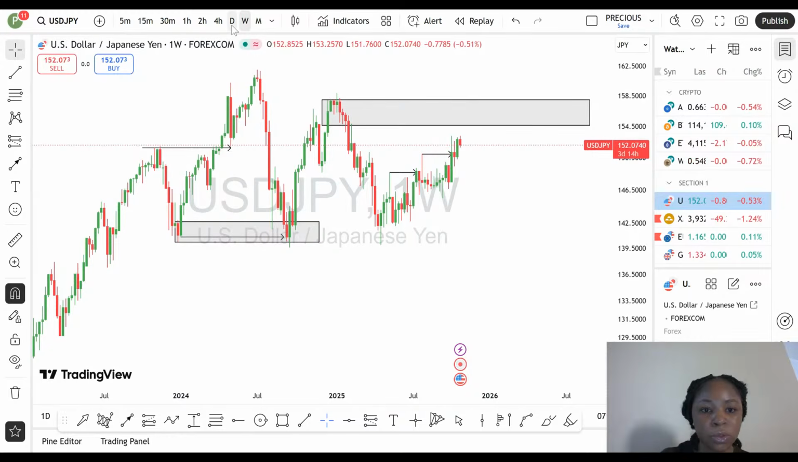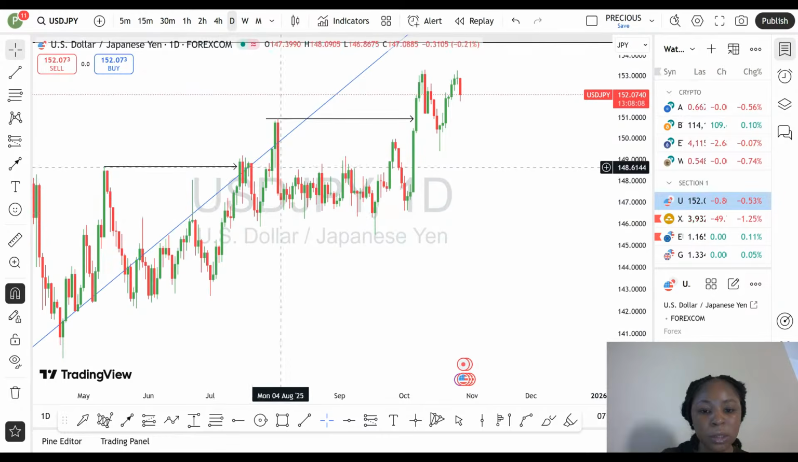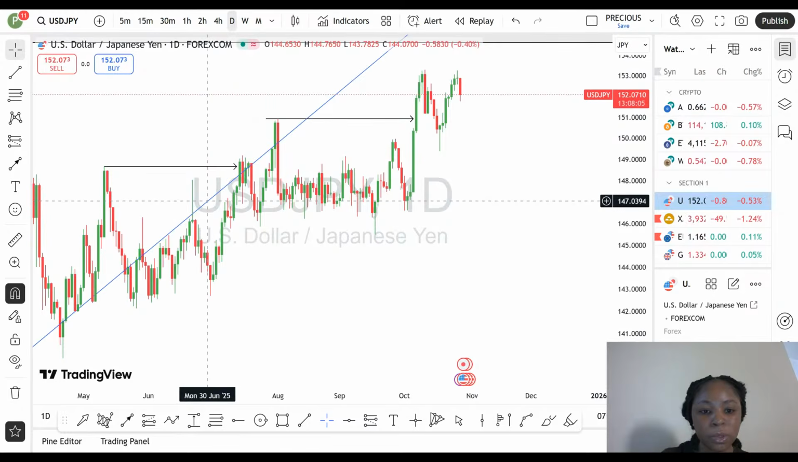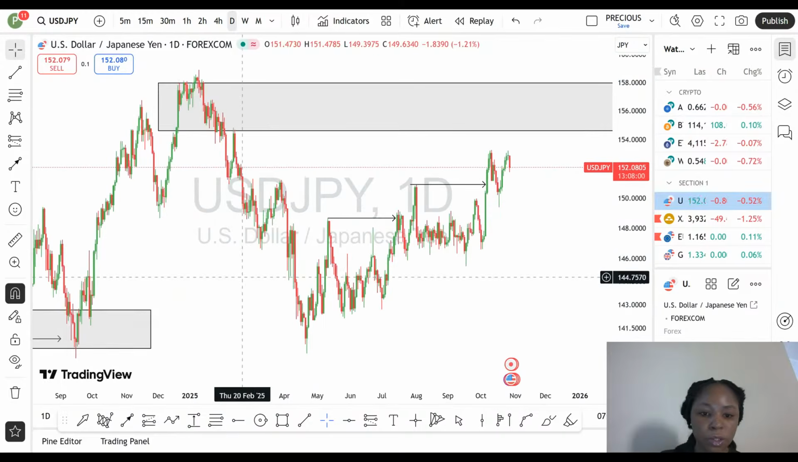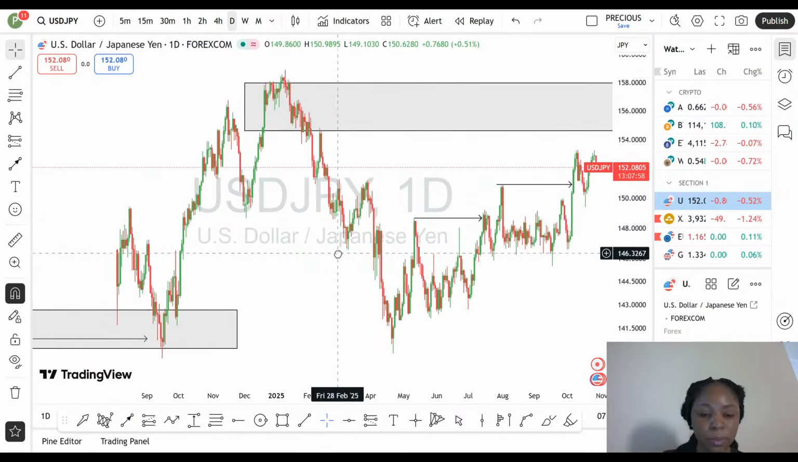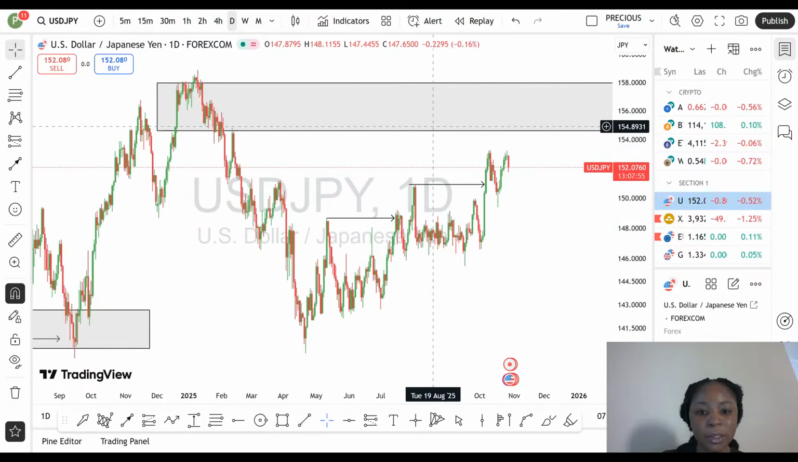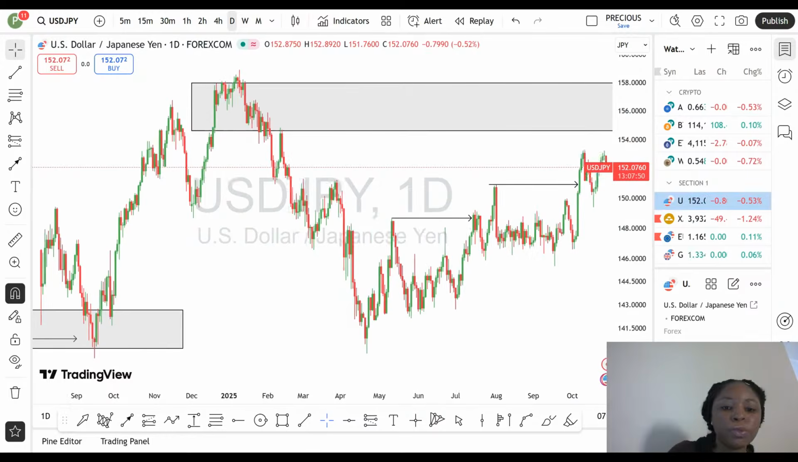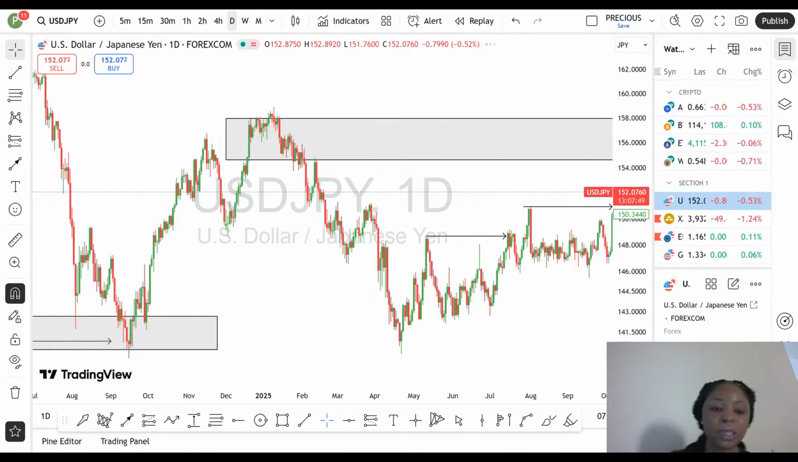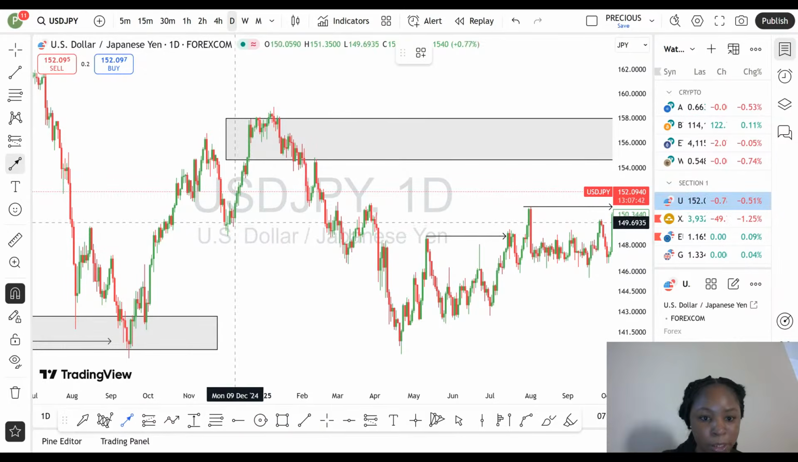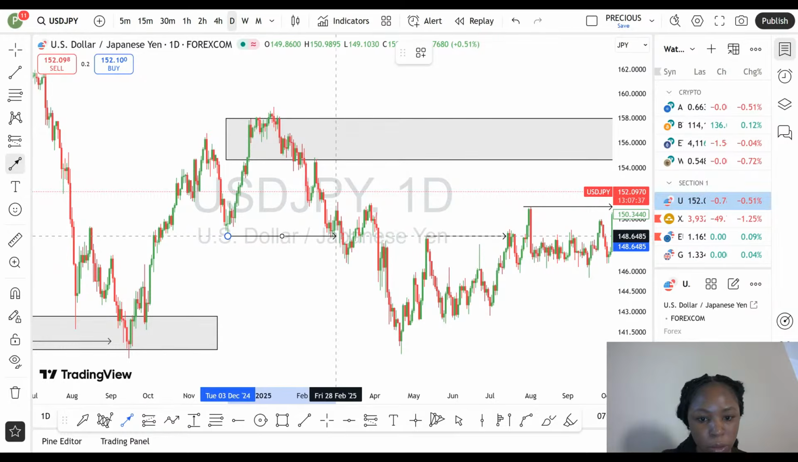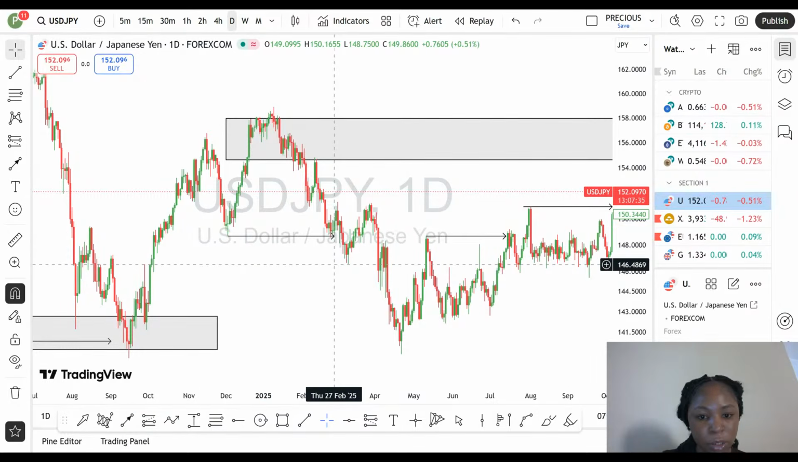So let's go to the daily now and see. Okay, I'm going to take this off so you guys can see what is going on, right? We marked this from the weekly. From the weekly, we are not able to see that we have a break of structure to the downside here. I'm just going to mark it on my daily time frame. You guys can see we have a break of structure to the downside here.